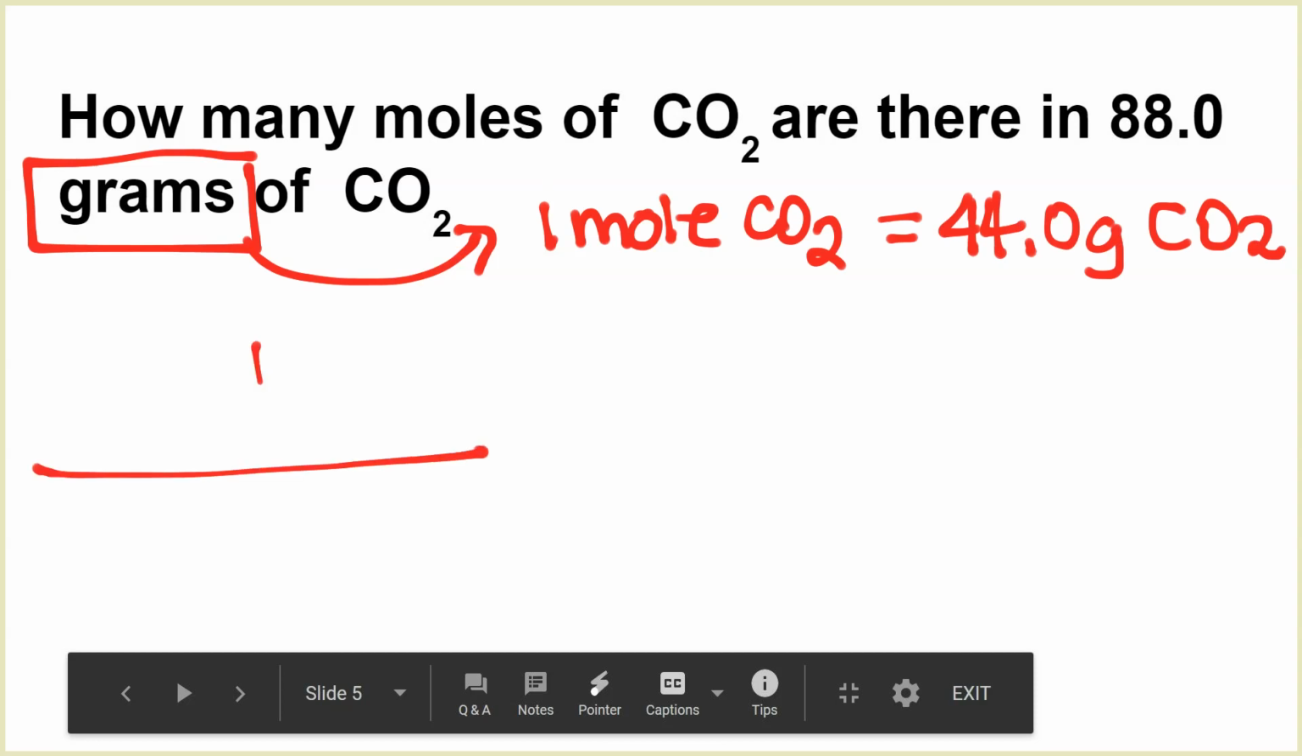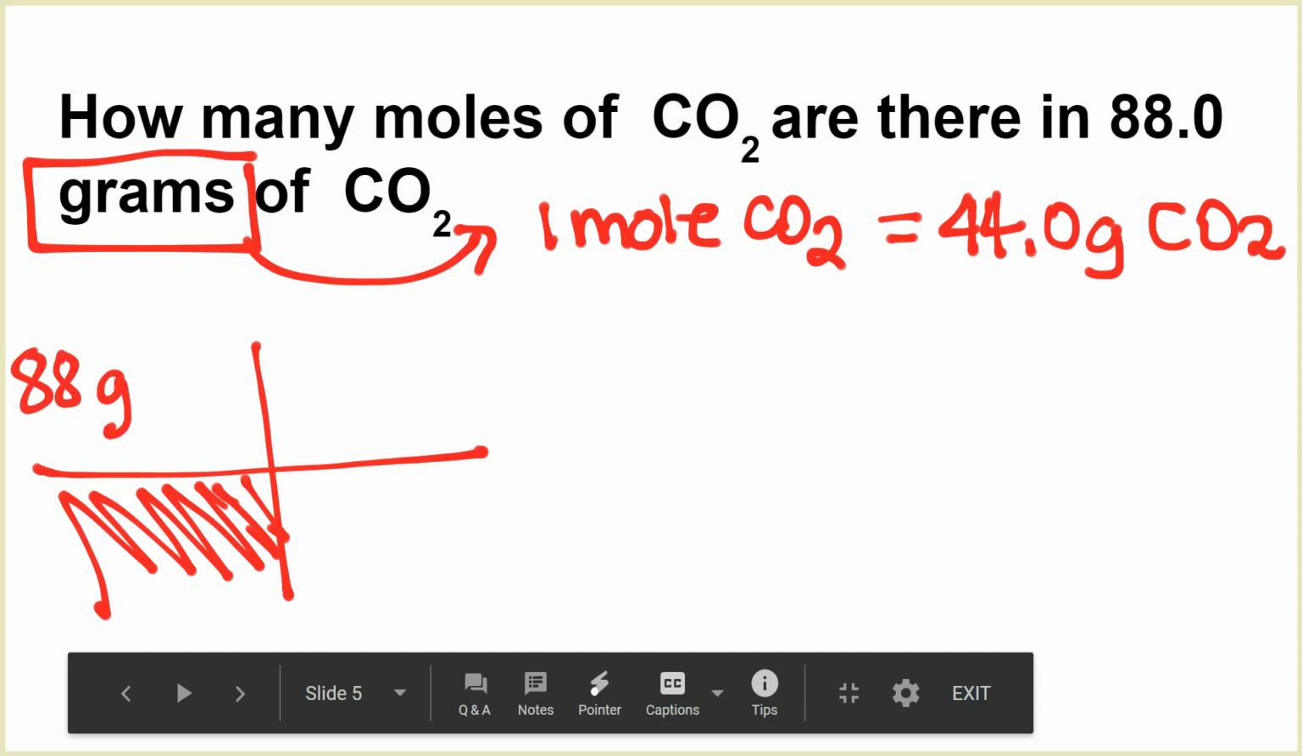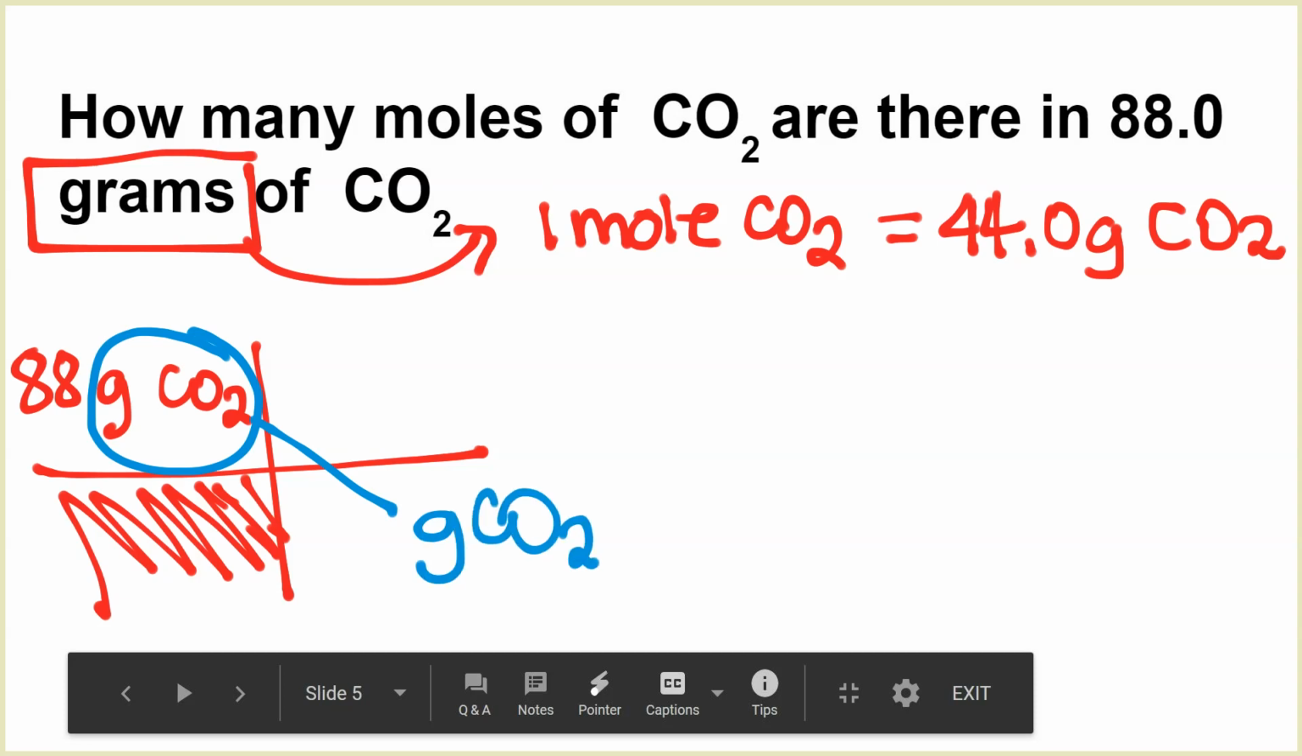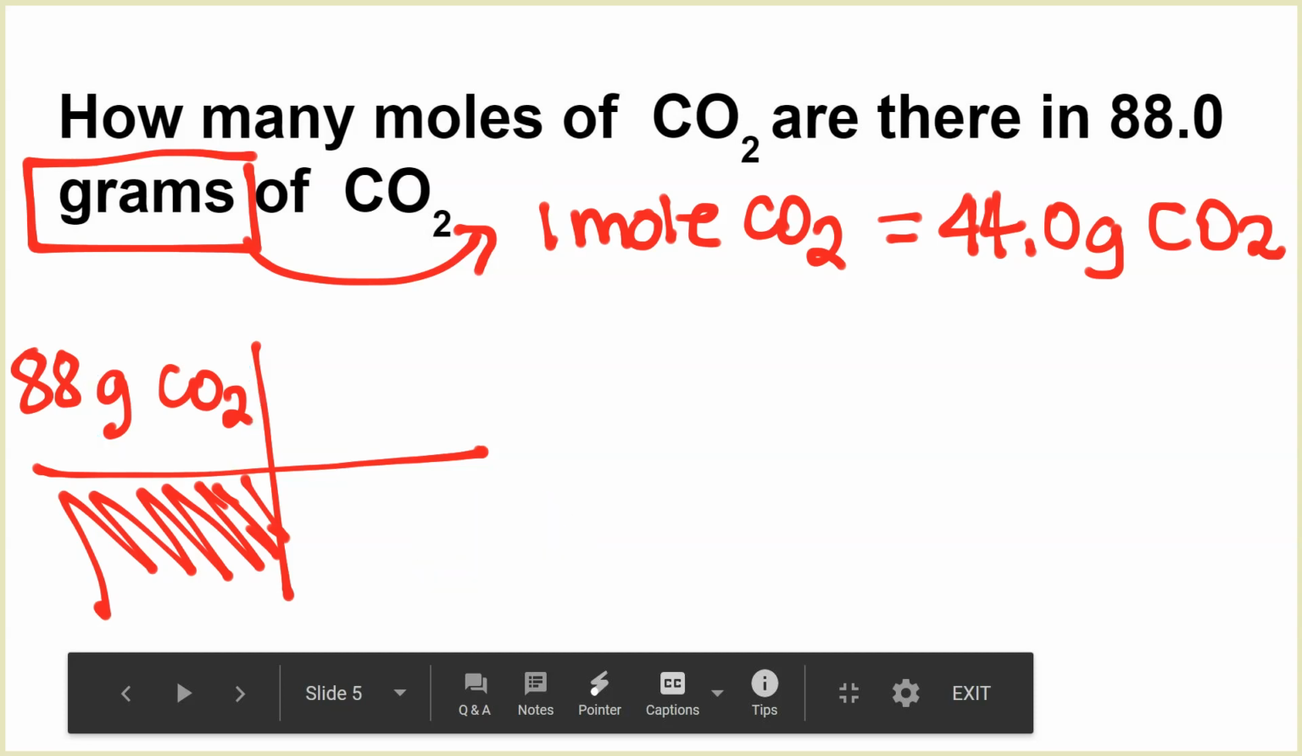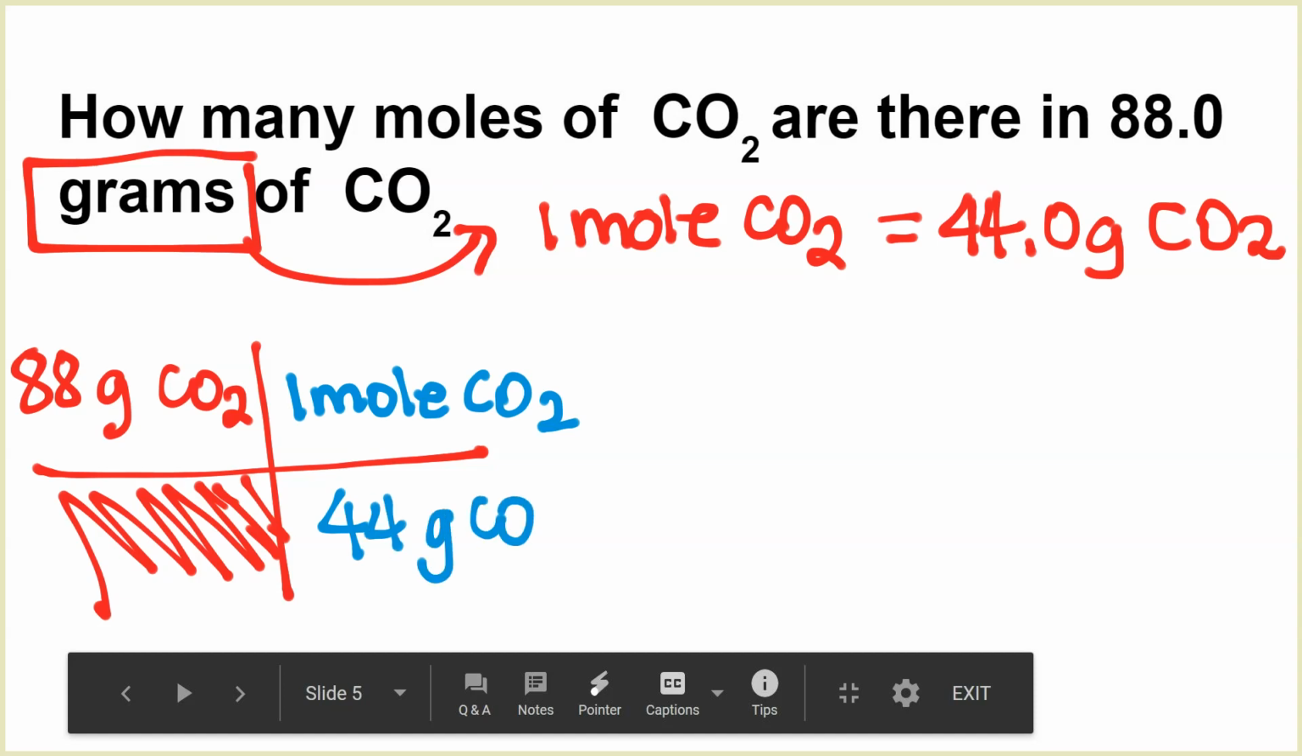Now look, we're going to set this up. You should know the setup now. There's nothing at the bottom. The given goes at the very top, in our case 88 grams of CO2. Now look closely. Where will I put the 1 mole now? Is it still going to be at the bottom? No, because the unit of the given is grams. So the 1 mole is going to be on top now, because the grams CO2 has to be at the bottom. Very good. And then the 44 grams of CO2 goes at the bottom.